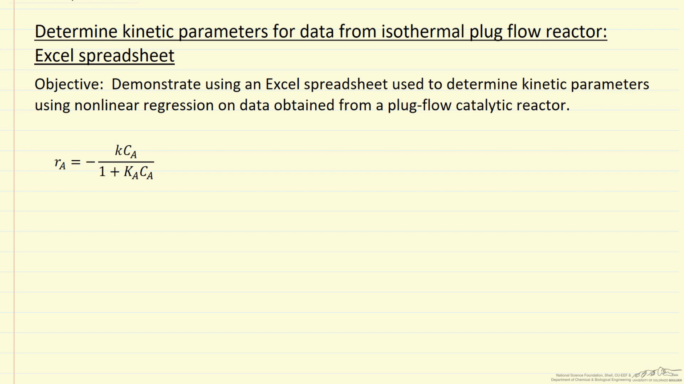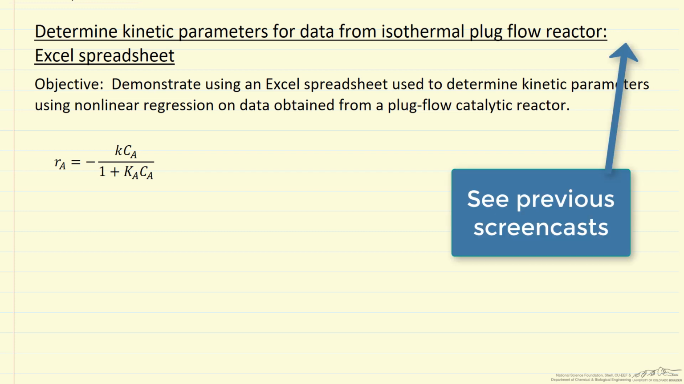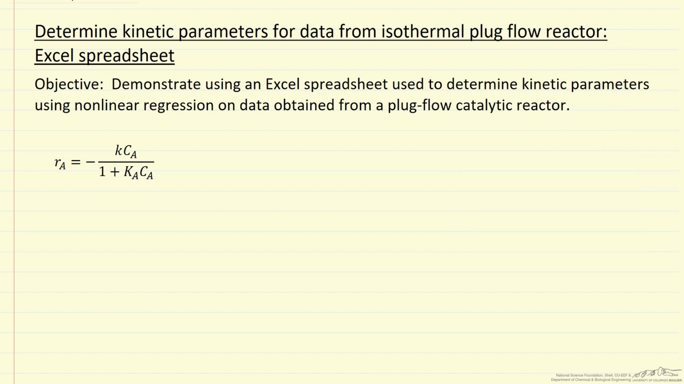In this screencast, I'm going to demonstrate using an Excel spreadsheet to determine kinetic parameters. We're using nonlinear regression, and we're solving numerically the ordinary differential equation for mass balance for a plug flow reactor. In previous screencasts, I described the equations being used and showed the setup of the spreadsheet, but in order to keep these screencasts a reasonable length, we've broken them into several parts.